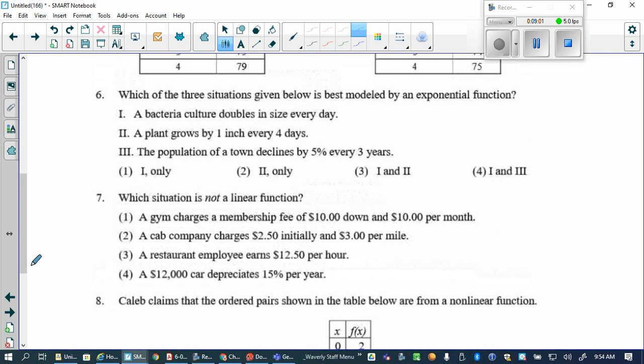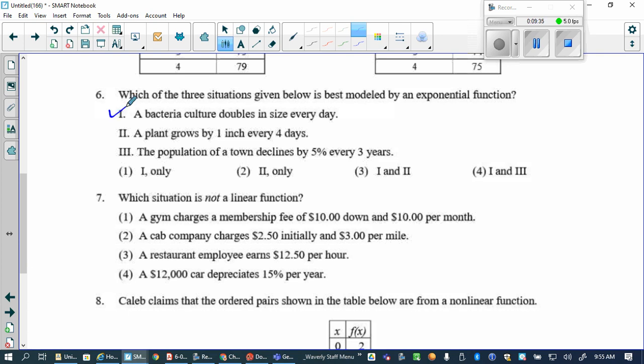Number 6. Three situations here. Which of those, maybe one or more than one, are exponential? Let's look at number 1. Would choice 1 be exponential? The bacteria doubles every day? Yeah, that's exponential. That's a multiple. So this is exponential.